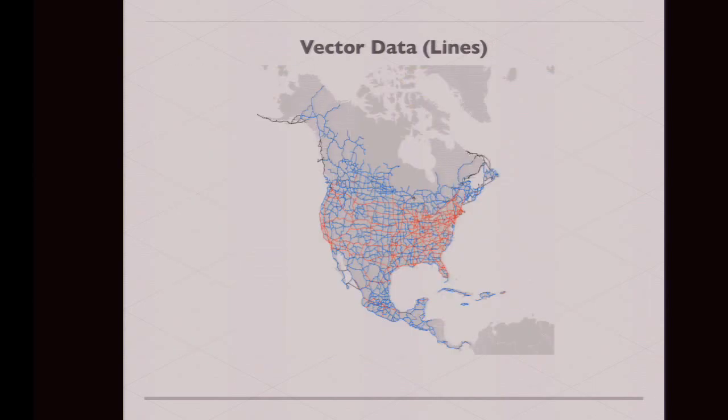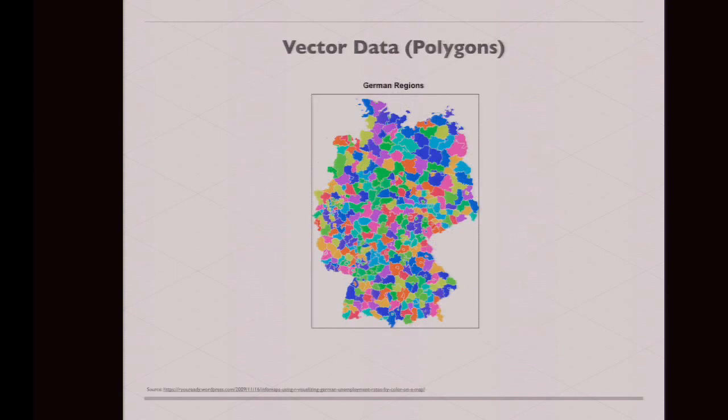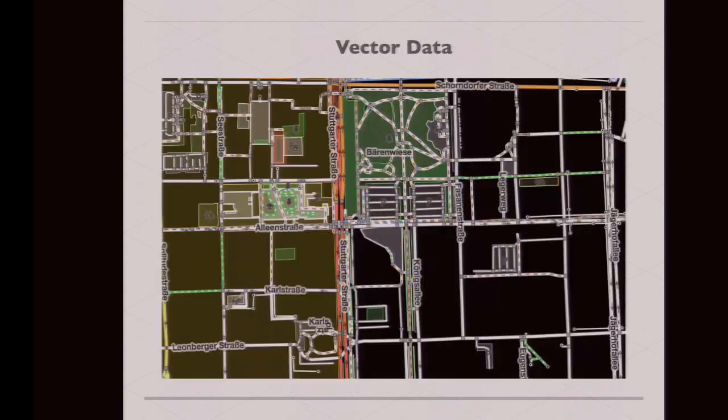Vector data also consists of lines, so a road network. This is a depiction of some road networks in the United States. And you can see that the geometries don't just describe the area, but also can have qualities. Like there's some roads that are red and some roads that are blue. I don't know what that means, but it differentiates them. Here's some German regions, right? And these are polygons. These are outlines that describe an area of land. So another type of vector data.